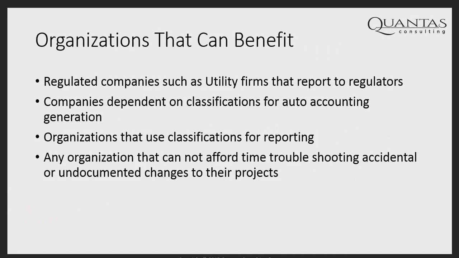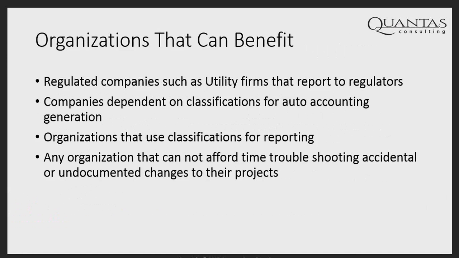So what organizations can benefit from this? Regulated companies such as utility firms that have to report to a regulator, because they'll many times use classifications to categorize their projects and report back with that information. Companies that are dependent on classifications for auto accounting generation. Of course, if the class code changes from one auto accounting run to another, then your account generation will be different. Also, any organizations that use classifications for reporting, as well as any organizations that cannot afford time troubleshooting undocumented changes.